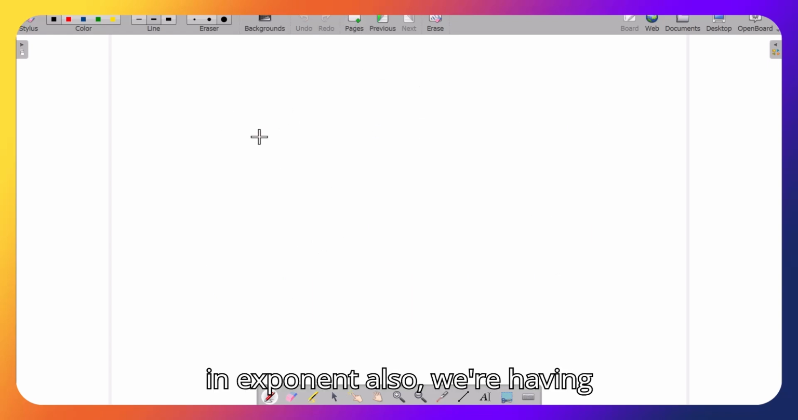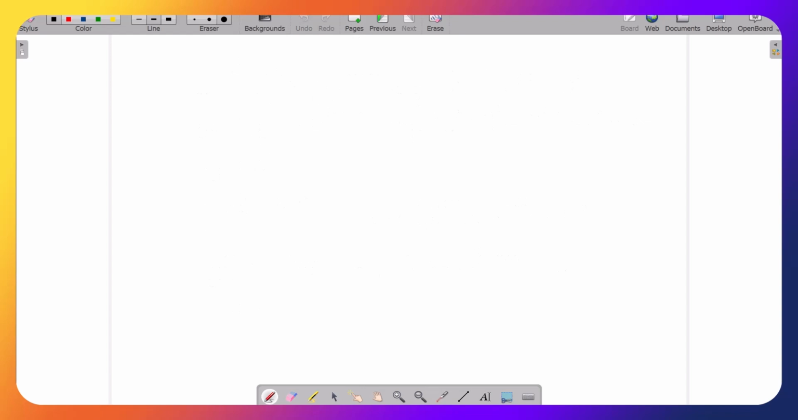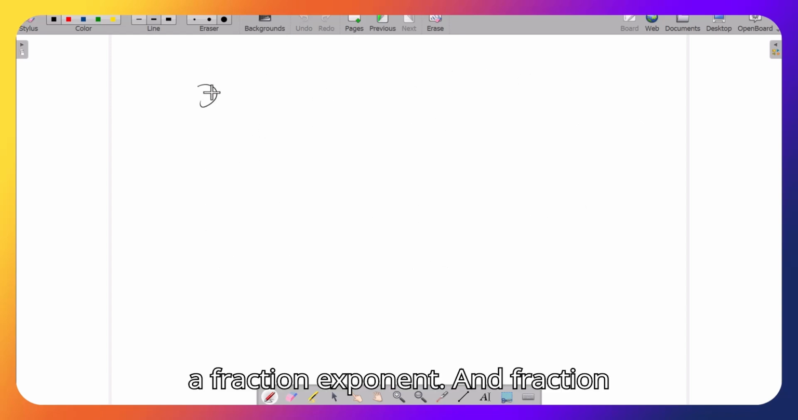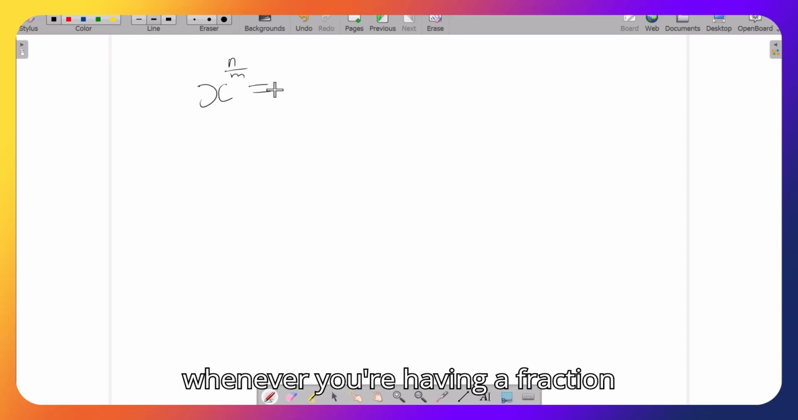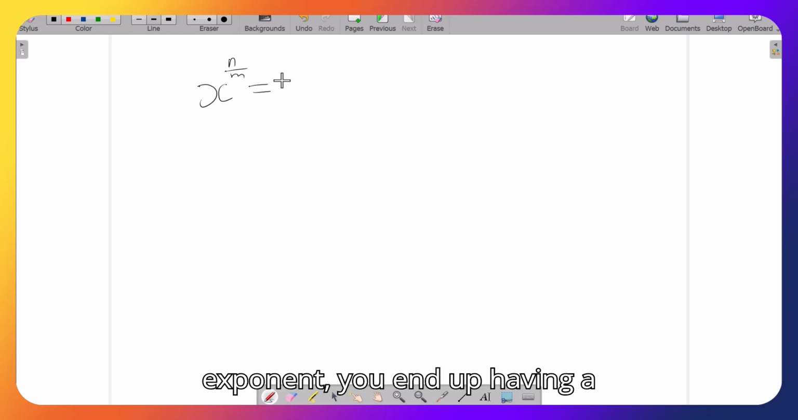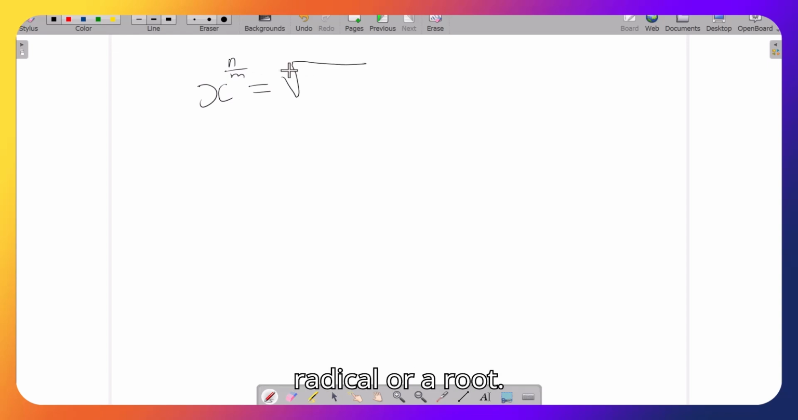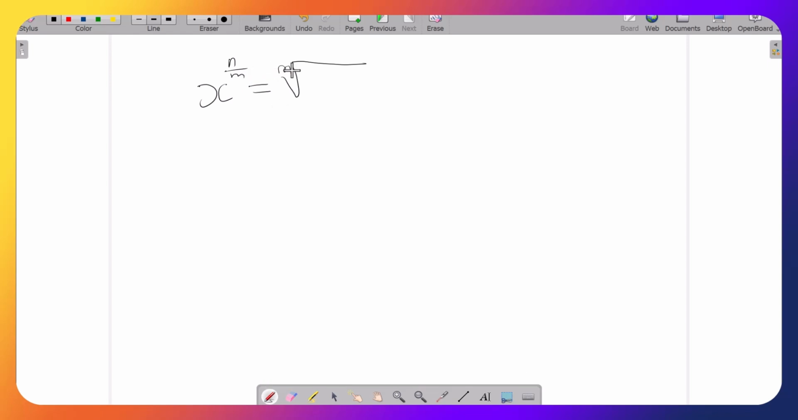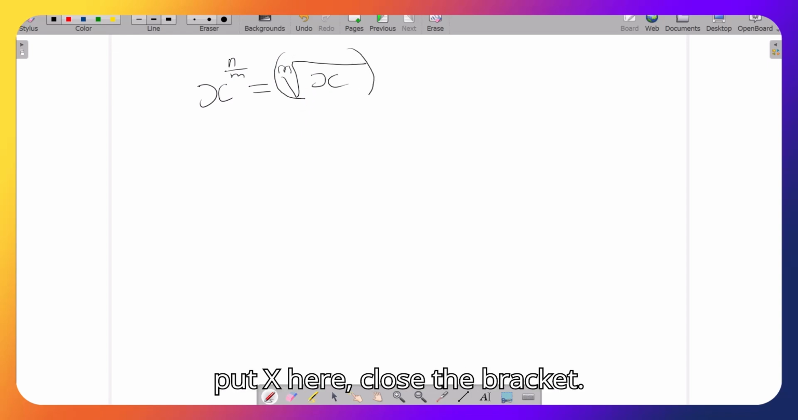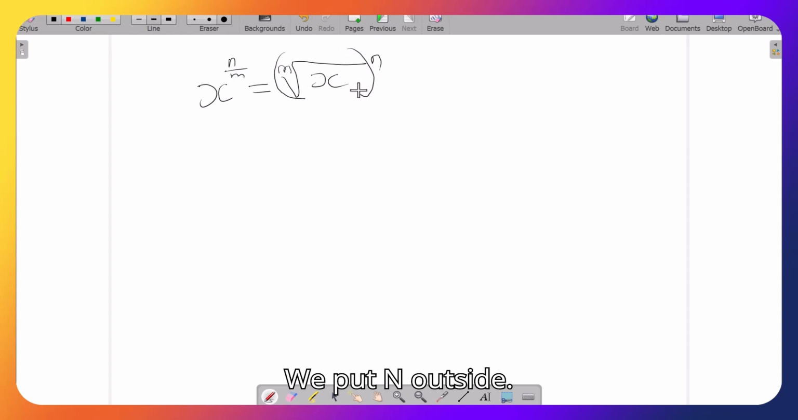So in the exponent also, we have a fraction exponent. And the fraction exponent comes this way. And whenever you have a fraction exponent, we end up having a radical or a root. Example, m will come right here. This denominator will come right here. Then we close the bracket. Then we put x here, we close the bracket, we put n outside.